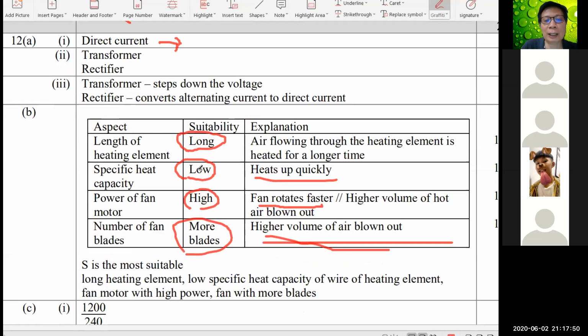S is most suitable, then you have to repeat the reason to get the last mark, you know? Because here, 1, 2, 3, 4, it is 8 marks only. The final 2 marks come from here. You name it correctly, 1 mark, and then the reason also for 1 mark. The reason is because of the long heating element, low specific heat capacity of the wire in the heating element, fan motor with high power and fan with more plates. Okay, so all the answers you have to write.